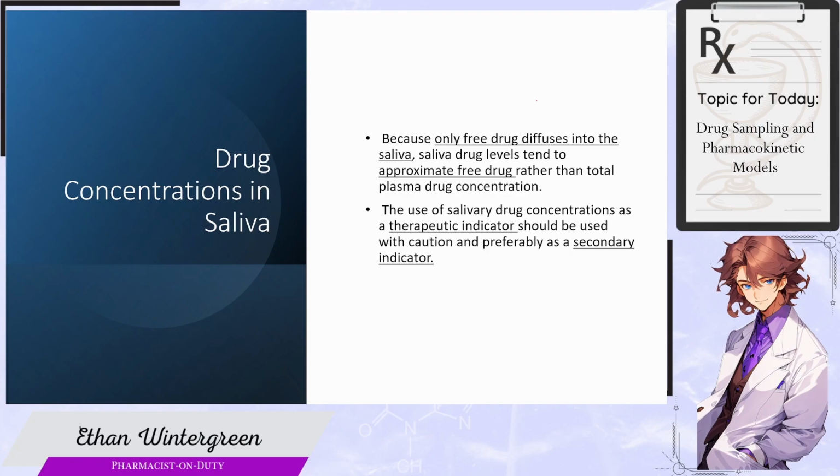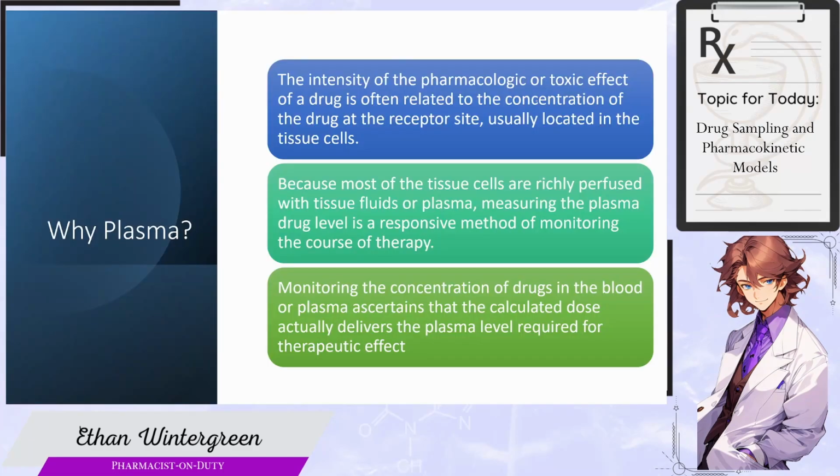Next, drug concentrations in the saliva. Saliva only excretes free drug, so you can only find free drug in the saliva. Bound drugs do not appear in the saliva. Therefore, if you sample saliva, you would only get free drug concentrations. Saliva drug levels tend to approximate free drug rather than total plasma concentration. The use of salivary drug concentrations as a therapeutic indicator should be used with caution and preferably only as a secondary indicator of bioavailability.